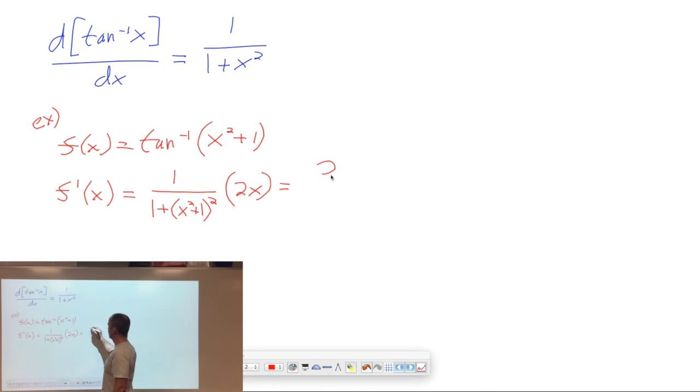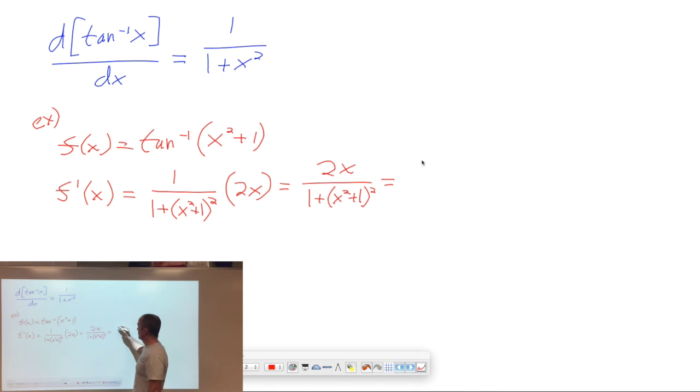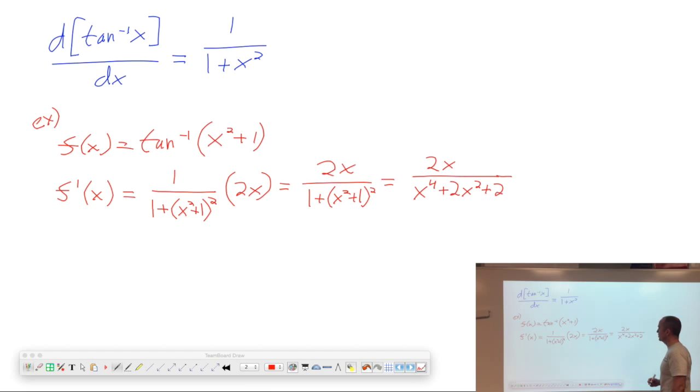So your final answer might look something like 2x over 1 plus x squared plus 1 squared. Or if you're looking for it among multiple choice alternatives, it might be 2x over, if we FOIL this, we will get x to the 4th plus 2x squared. We would normally get plus 1, but instead here we're going to get plus 2. X to the 4th plus 2x squared plus 1 from FOILing our inside function squared. Plus 1 more gets me the plus 2. This would be my final answer.